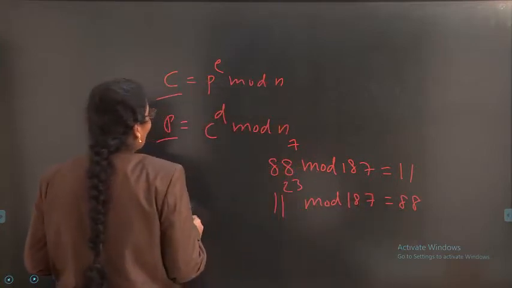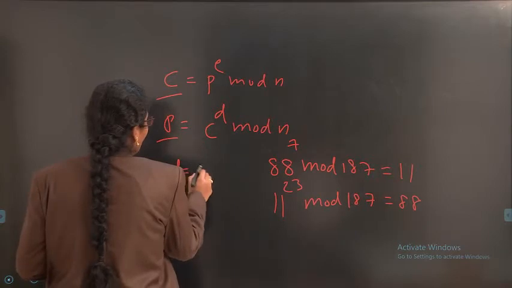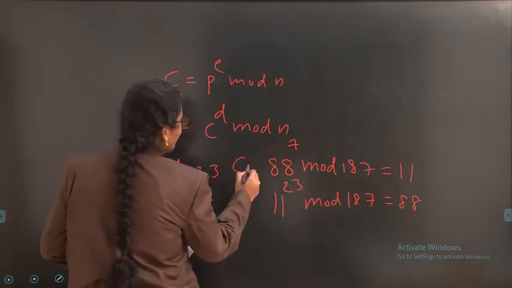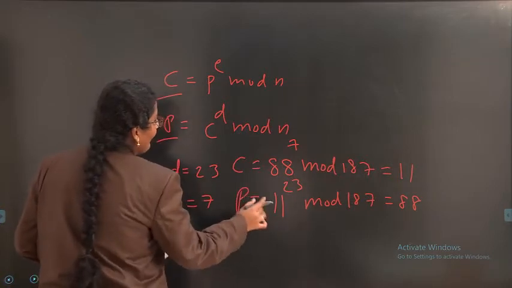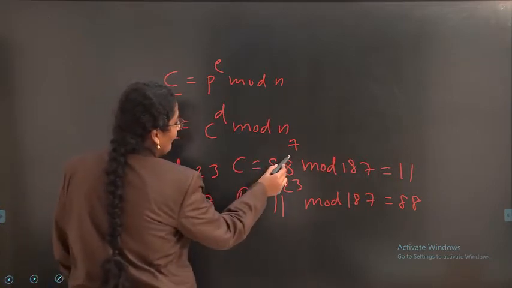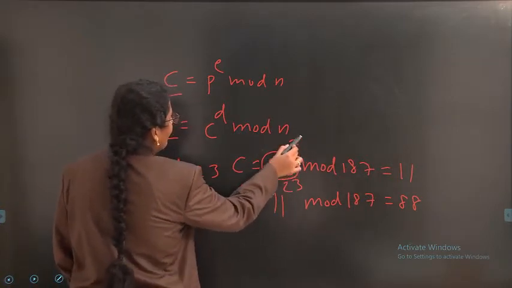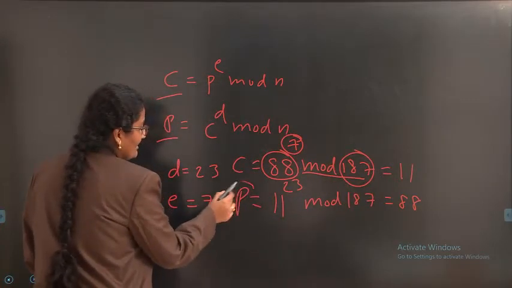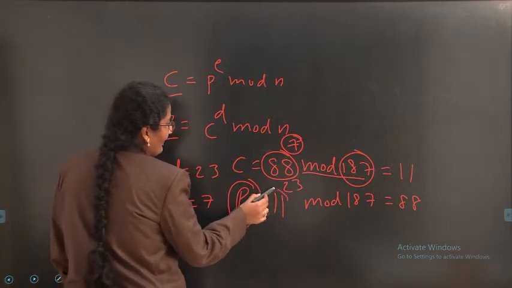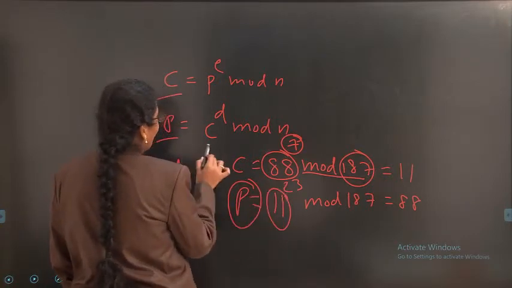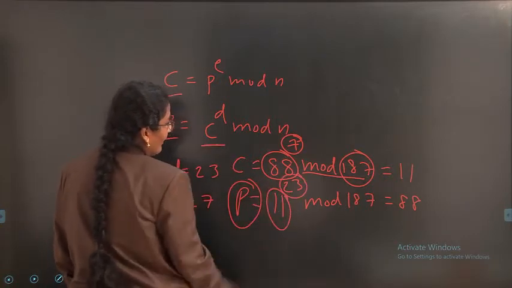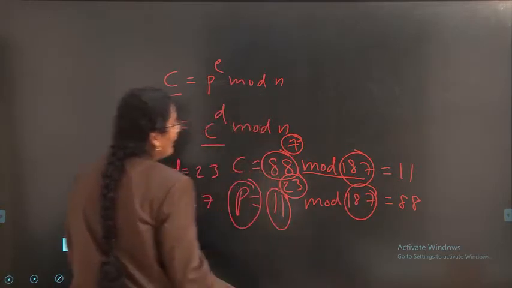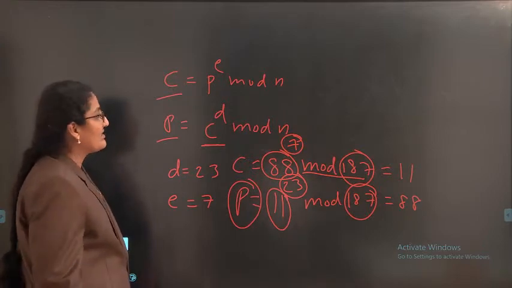So see here, what is the D value? 23. What is the E value? 7. So see here, this is the ciphertext, this is the plain text. So I am assuming plain text is 88 to the power E, 7, mod N is 187. Ciphertext is 11. Ciphertext 11 to the power 23, that is the D value, and mod 187 is 88. By solving these two we will get ciphertext and plain text.